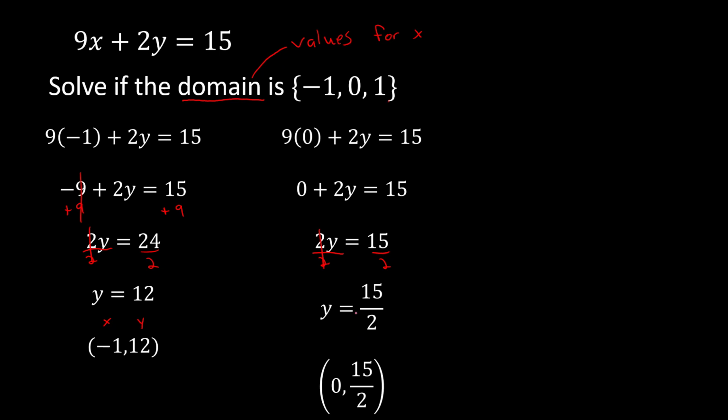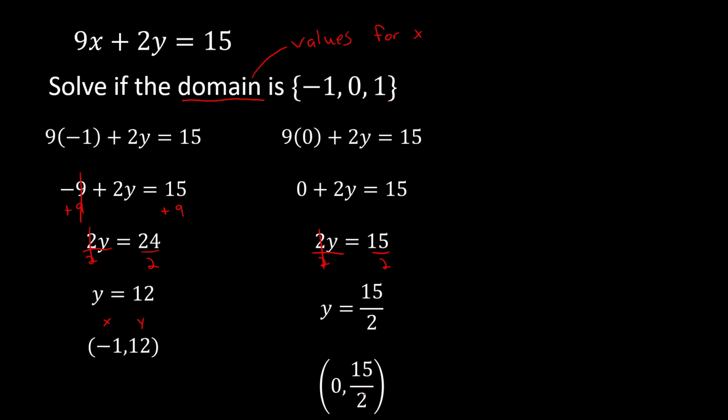You can write this as an ordered pair where x is 0, and then we solve for y, which was 15 over 2. It does not matter if you write it as an improper fraction or a decimal. Whichever is easier for you, you can do that way. But if you do use a fraction, please make sure that you reduce your fractions completely.